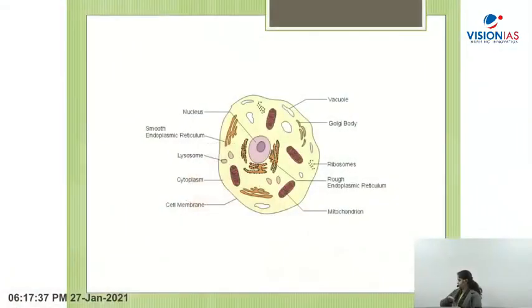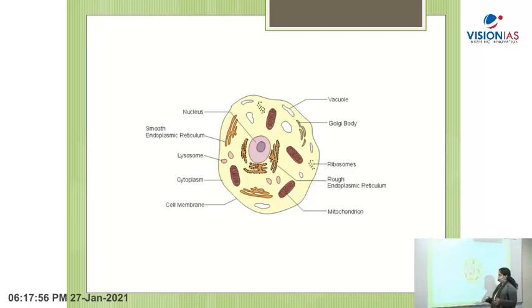Now we have to talk about the different components of the cell. What is the cell made up of? What do the different parts do? That's our next topic. Components of the cell.